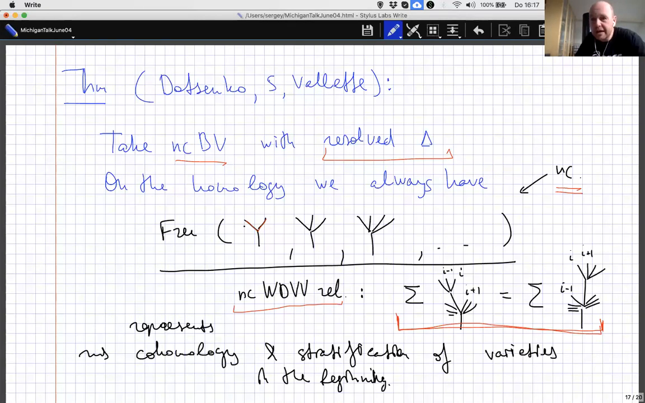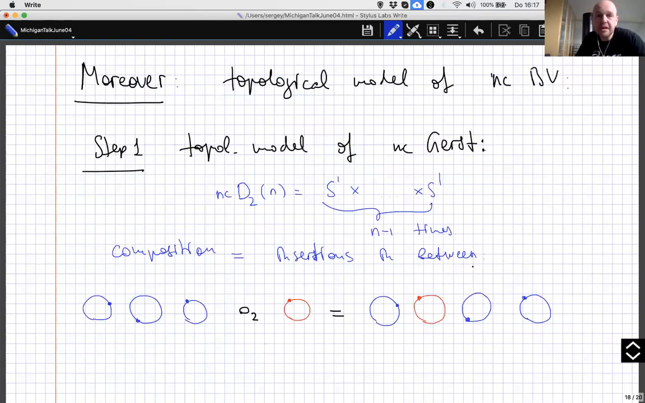And now I want to discuss the topological model. This is fun, because the topological model of nc-BV is going to be very simple, but still beautiful, right? So we had this beautiful picture of framed little disks that I mentioned, right? But now I want to discuss an even simpler thing, right? So let me first start with a proper description of nc-Gerstenhaber.